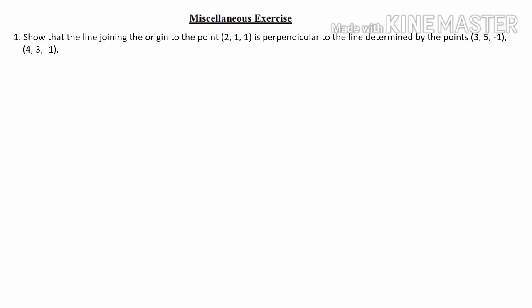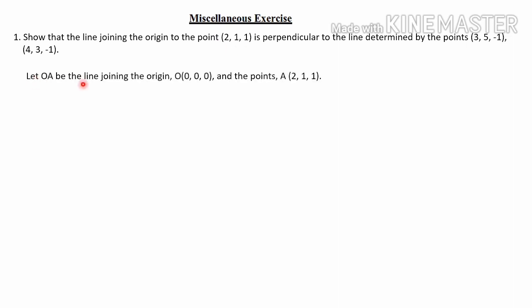So we know that two lines are perpendicular means we have to prove that the sum of the product of their direction ratios must be equal to 0. That is a1 a2 plus b1 b2 plus c1 c2 is equal to 0, we have to prove. So first of all we have to find out the direction ratios of this line, means one end is origin, another end is this point. So let's go for finding out that one.